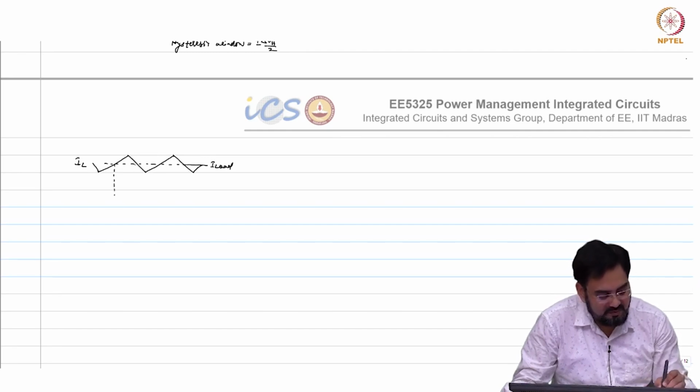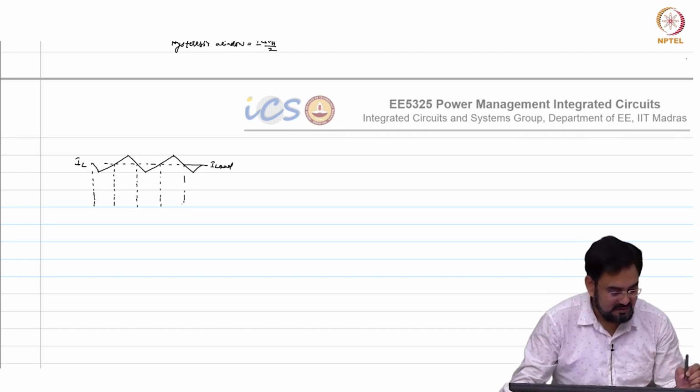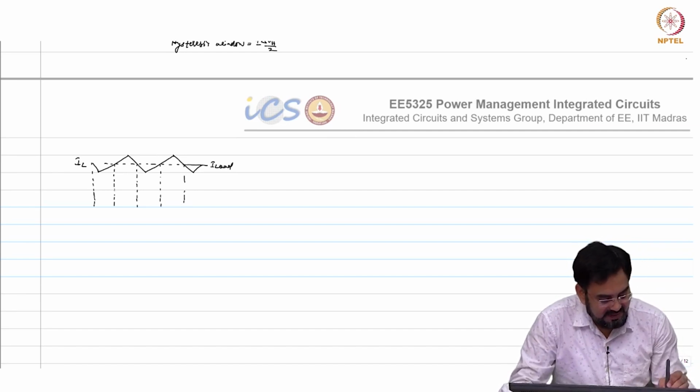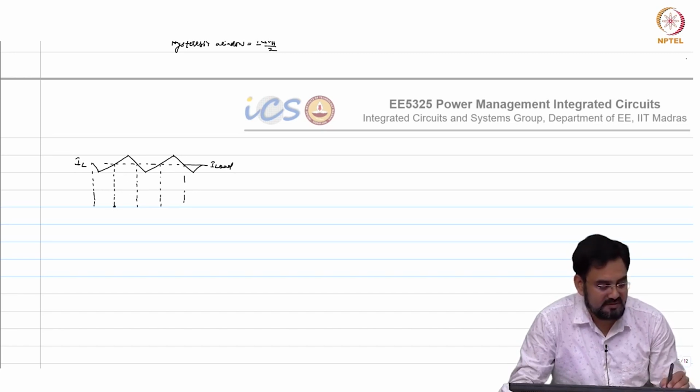So what will be the profile of the output voltage? Parabolic. And where will the peak of that be? Where will the peak be? So the valley will be here. Okay.